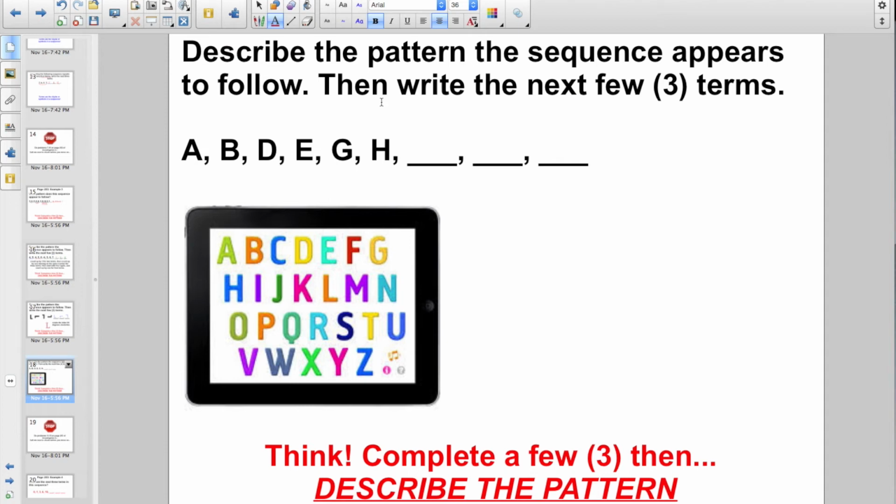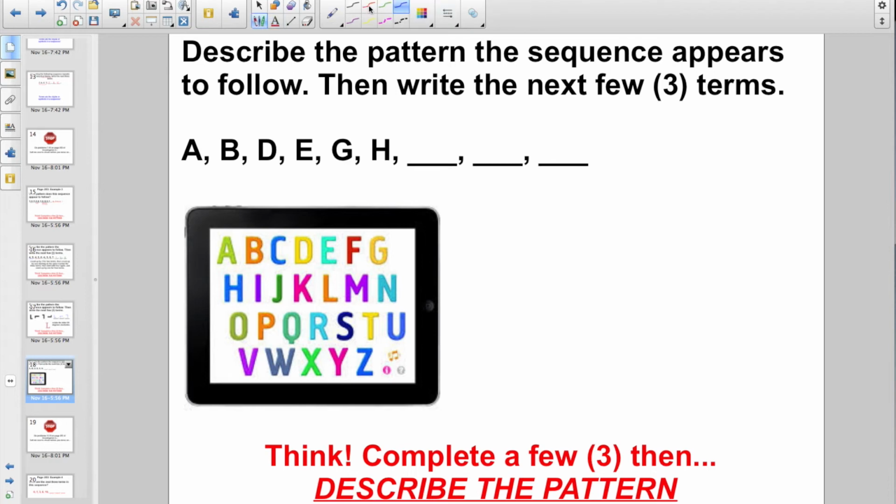Check out this one. Describe the pattern the sequence appears to follow. Then write the next few. We're saying 3 terms. Hey, this isn't your regular alphabet. This is the regular alphabet. Now I know my ABCs, right? So what's going on here? I have A, then I have B, but I don't have C, then I have D. And then I have E, but I don't have F, and I have G. And then I have H.